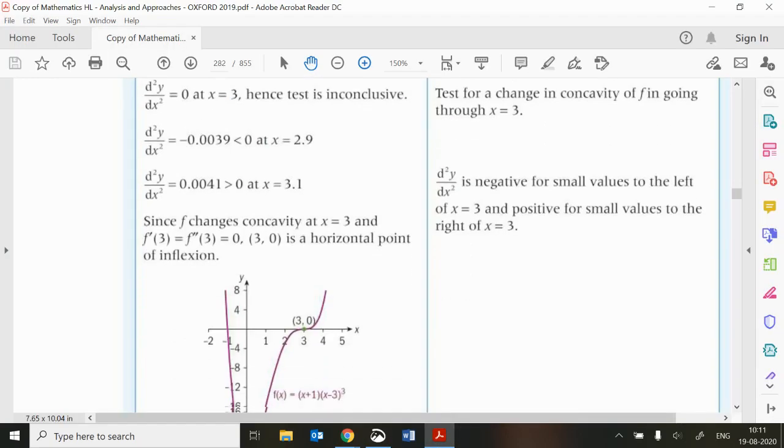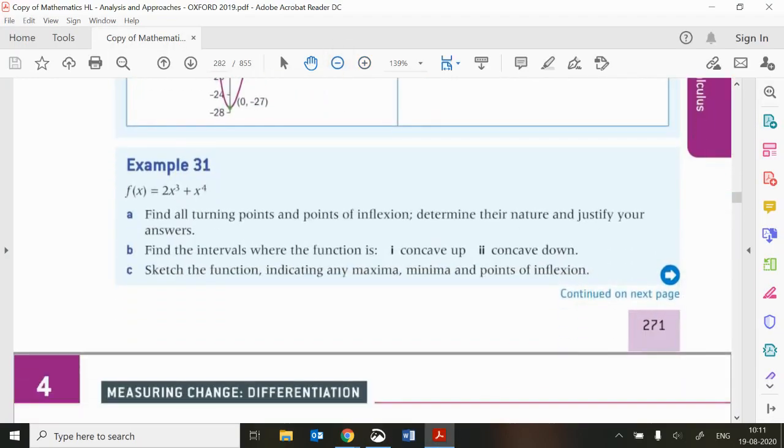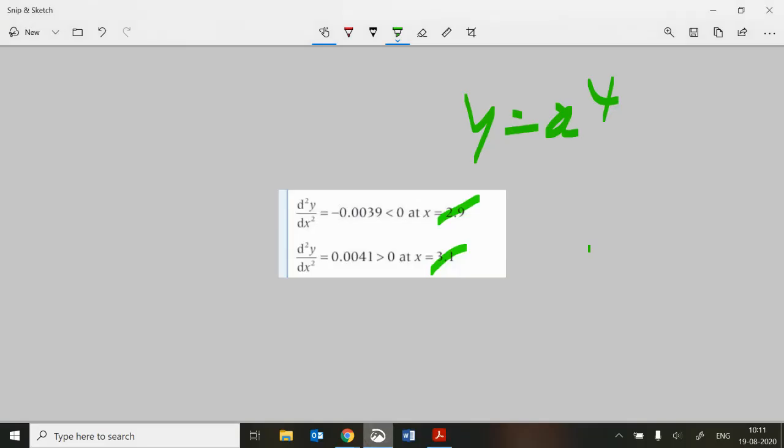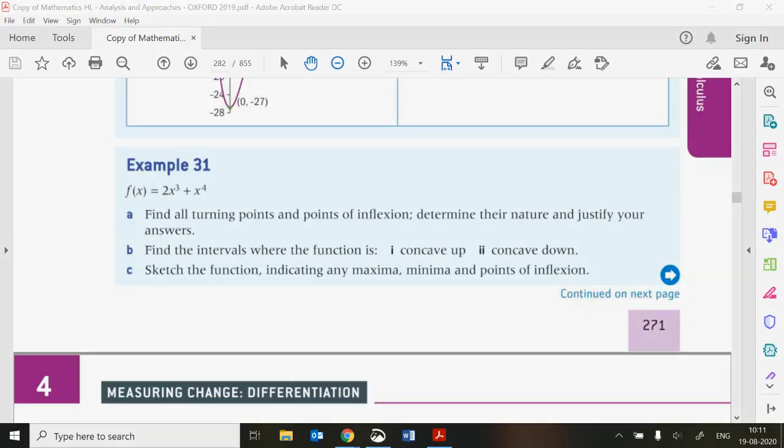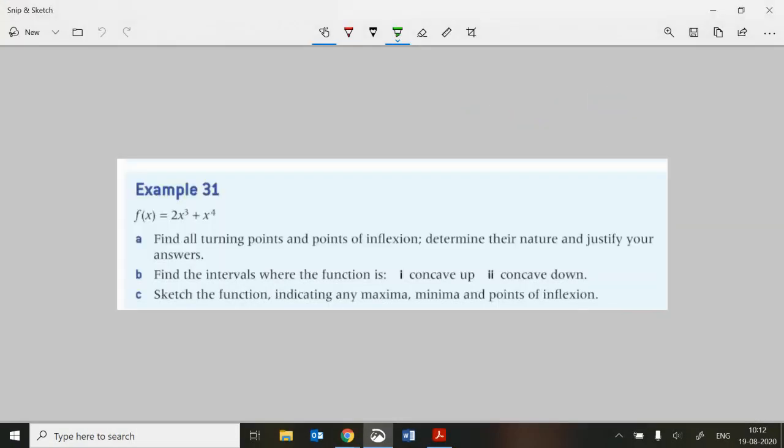Okay, so last question here, and example 31. Again, I'm just going to talk through it a little bit. Example 31 here. Just find all the turning points and points of inflection. So same process again. Determine their nature and justify your answers. Again, same process again. Yeah, I'm going through that 100 times. It says find the intervals where the function is concave upwards. Same. Where is this true? And concave downwards is the opposite of this.